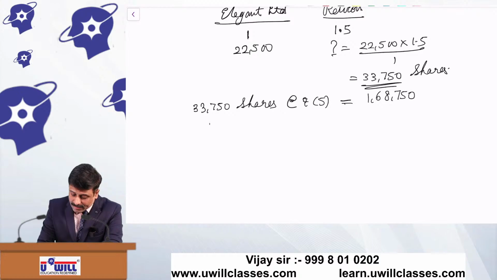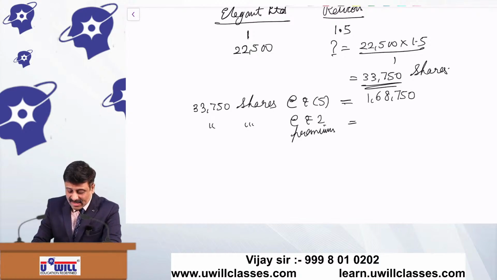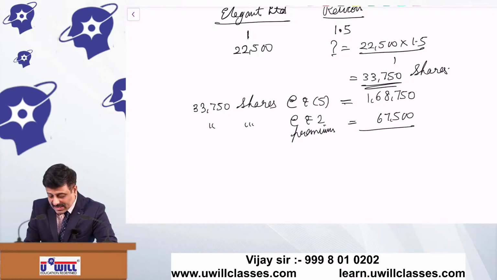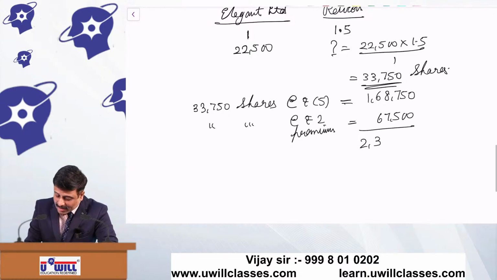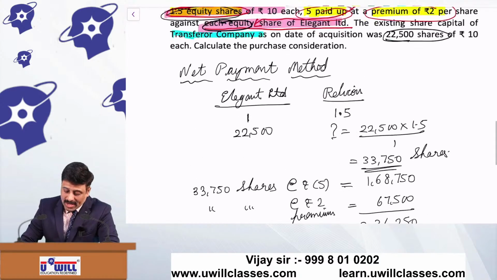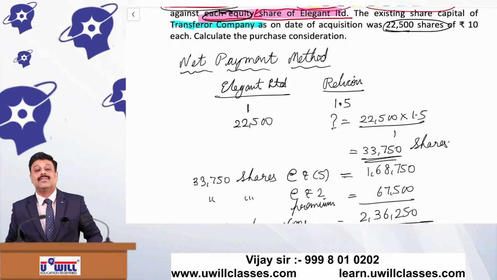And for the same 33,750 shares, 2 rupees will be the premium. So 33,750 doubled is 67,500. That much will be the amount of premium. Now 168,750 plus 67,500 is 2,36,250. This will be the amount of purchase consideration. For 2.5 marks, this can be asked.